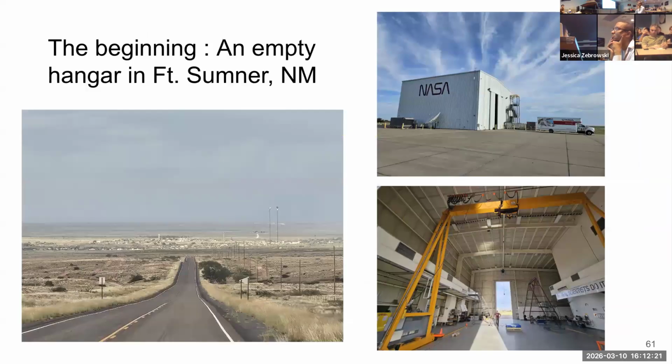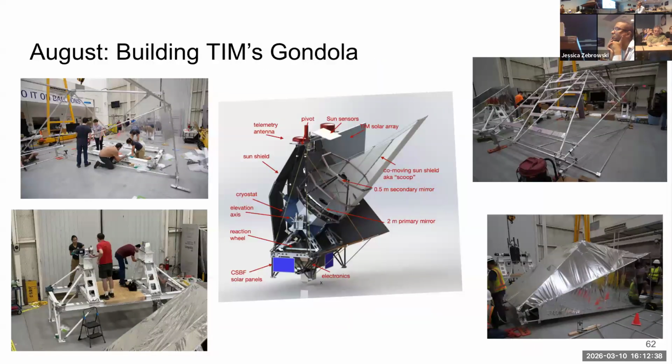So we began our test flight with an empty hangar in Fort Sumner, New Mexico. This is truly, I would say, in the middle of nowhere, but it's this nice NASA facility that's out there. And it's intended to be remote so that if anything happens with these balloon launches, you're not hitting a big town. Then we started from this empty hangar building up the gondola.